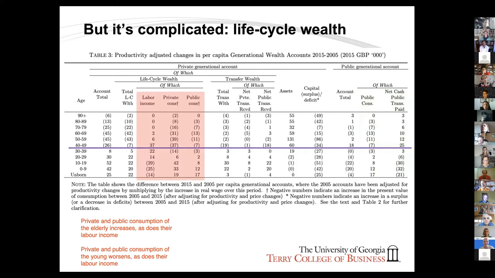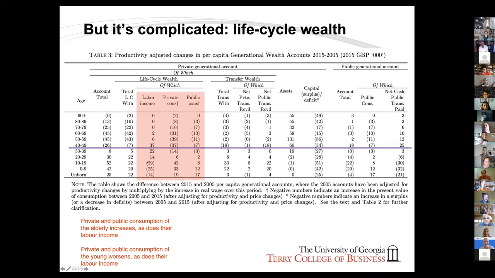Now we turn to the private side. In terms of the private generational account, what happens is that the private and public consumption of the elderly increased. It's a negative number here, but that's because of the way that life cycle wealth is calculated. So those negative numbers mean that the present value of their consumption increased, but especially of private consumption. And the labor income of the elderly increased.